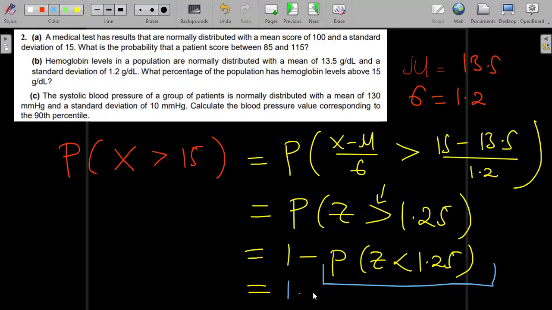So this will be 1 minus 0.8944. Okay, so now punch that on your calculator: 1 minus 0.8944. I'm finding my final answer as 0.1056. Okay, so that's my final answer there.